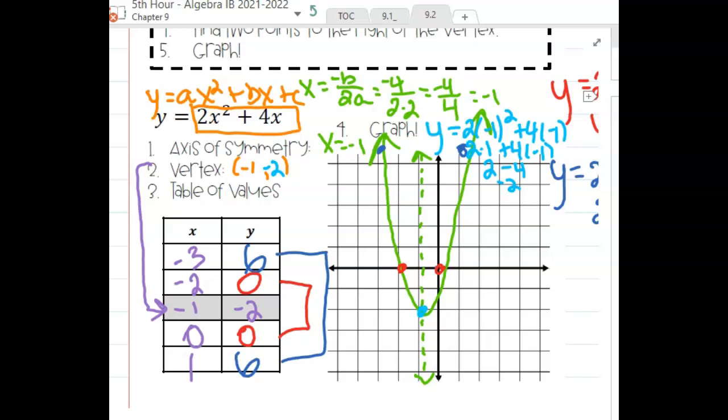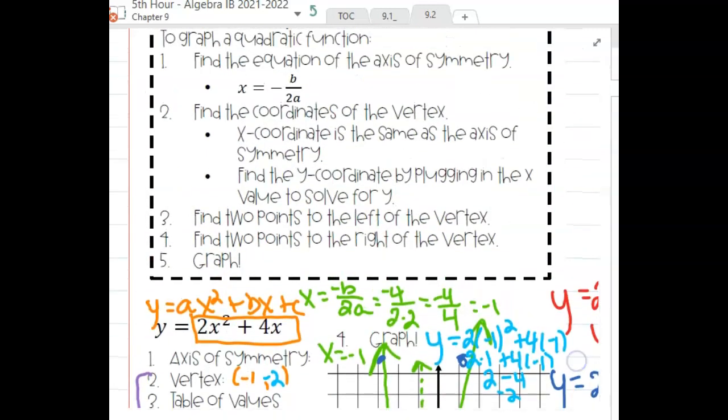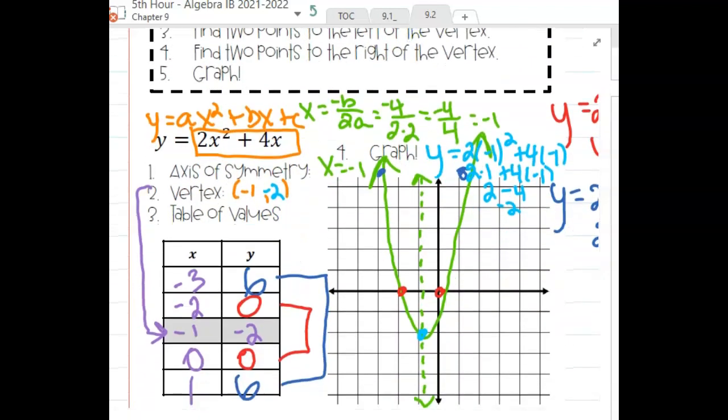So we're learning how to graph parabolas, U-shaped curves. We want to find the vertex first, but before we find the vertex, we find the axis of symmetry, that vertical line. The formula for the axis of symmetry is x equals the opposite of b over 2a. Remember, the a and b come from ax squared plus bx plus c.